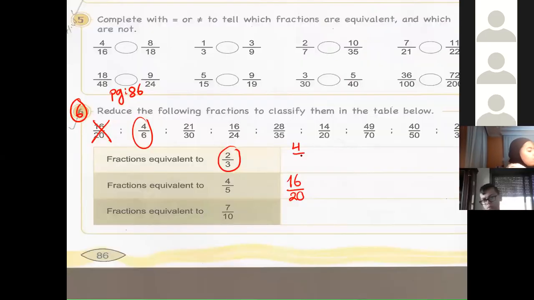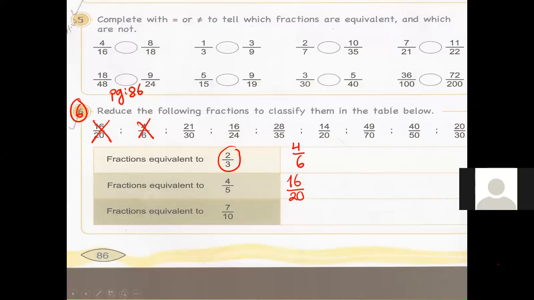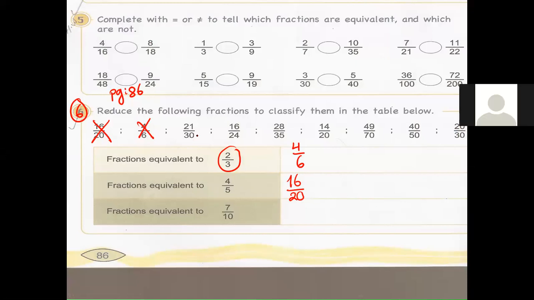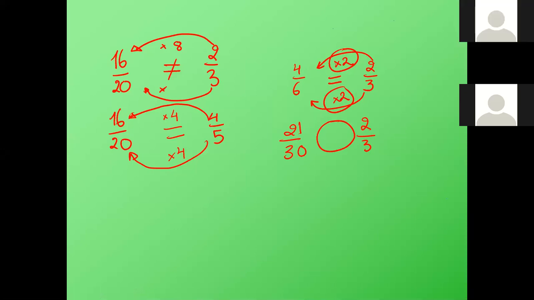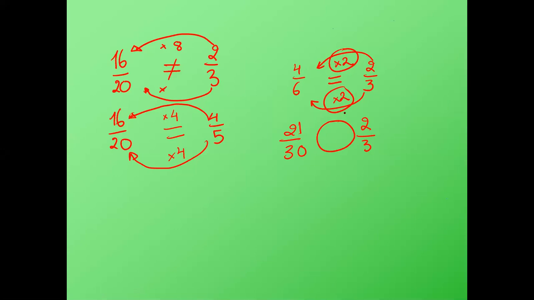So 4 over 6, I will write it up beside 2 over 3. Cross out 4 over 6. Bilal Shibli. Yalla Bilal. 21 over 30, is it equivalent to 2 over 3? Let's check. 21 over 30 and 2 over 3. Yalla Bilal. Is 21 over 30 equivalent to 2 over 3?